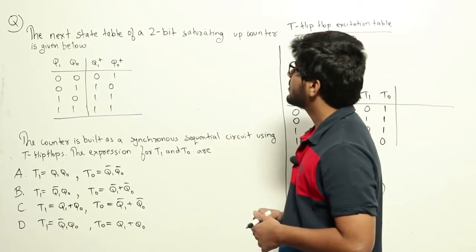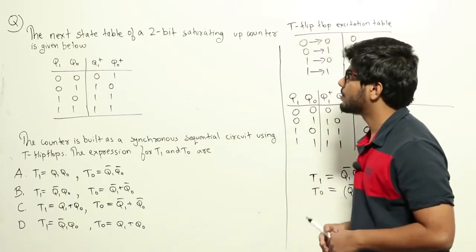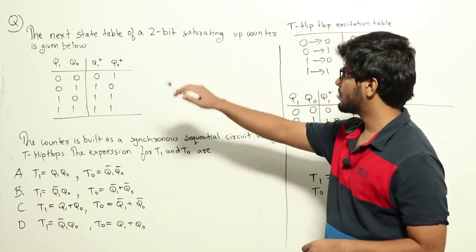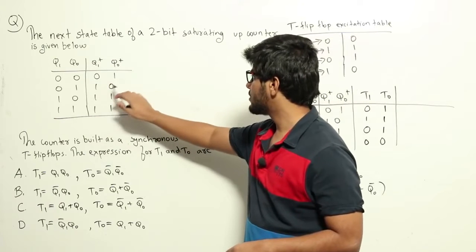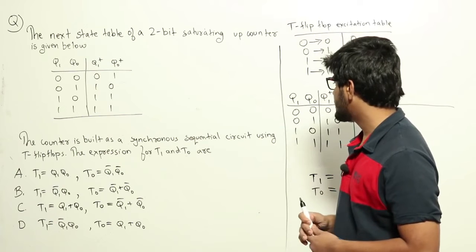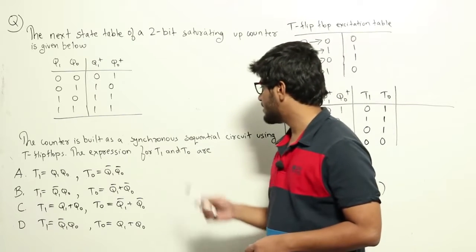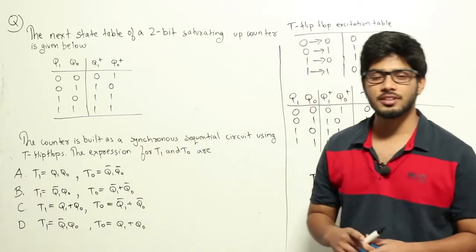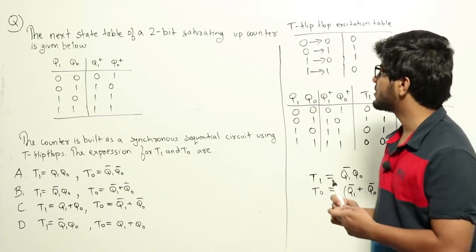The next state of a 2-bit saturating up counter is given below. Q1, Q0, Q1 plus, Q0 plus: 0, 0, 0, 1; 0, 1, 1, 0; 1, 0, 1, 1; 1, 1, 1, 1. The counter is built as a synchronous sequential circuit using T flip-flops. The expressions for T1 and T0 are, and we have been given 4 options. So this is a question from sequential circuits in digital logic design.